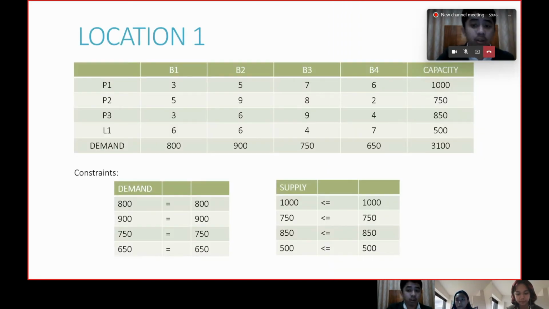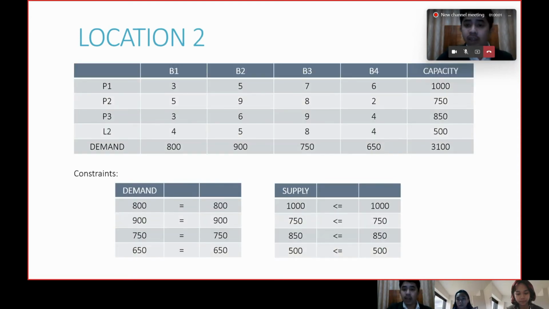In this table, location 1's shipping cost is added to the overall table with shipping costs of 6, 6, 4, and 7 from B1 to B4 respectively. Next slide, please. On the other hand, this is the table where location 2's shipping cost is added to the overall table with the shipping cost of 4, 5, 8, and 4 from B1 to B4 respectively. Next slide, please.